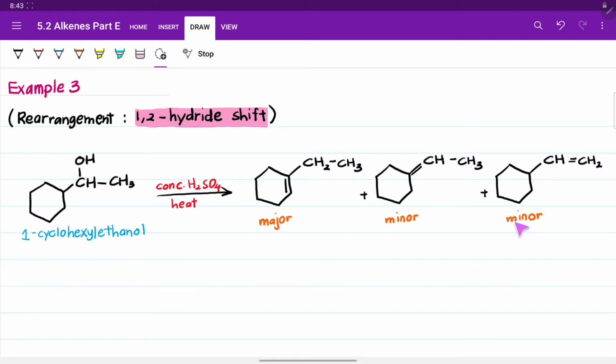Minor, minor. So, we want to show the mechanism. So, mechanism, it must be shown only for the major product. Meaning, at the end, we need to get this structure. Okay, so now, let's look one by one, step by step, on how to change 1-cyclohexyl ethanol to its major product over here.